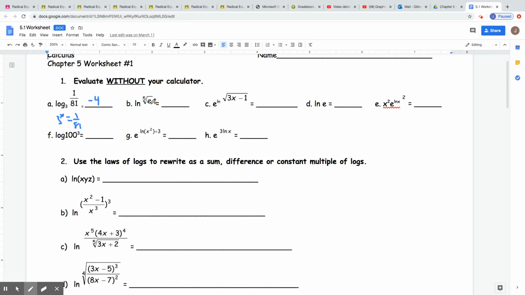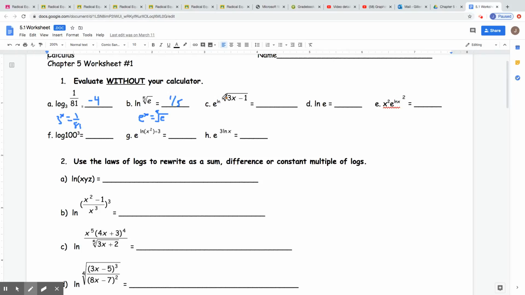Here, the natural log of the 5th root of e. Now remember, the base with the natural log is e. So e to what power gives me the 5th root of e? Well, the 5th root of e is just e to the 1/5. So 1/5 is my answer.